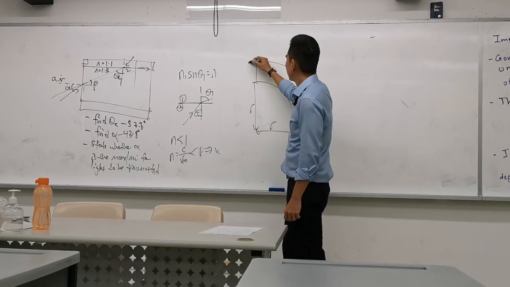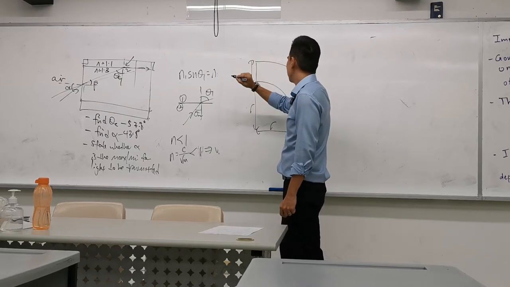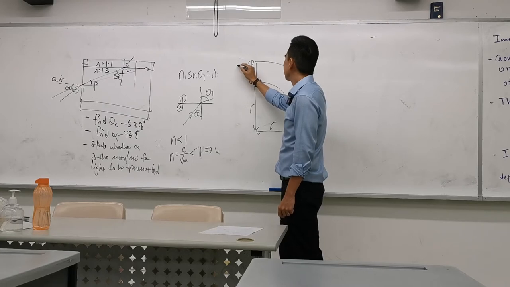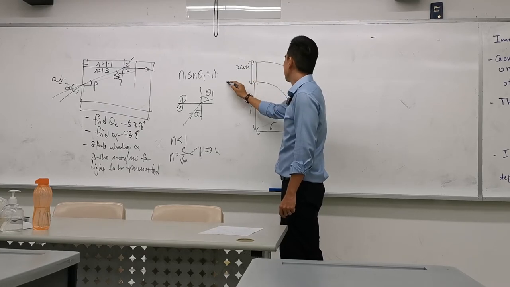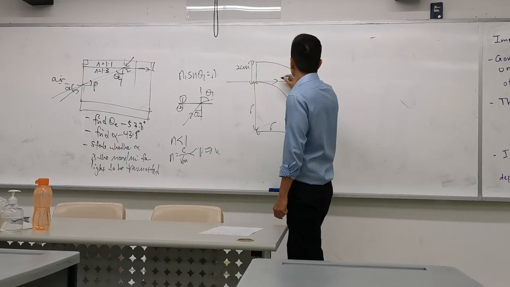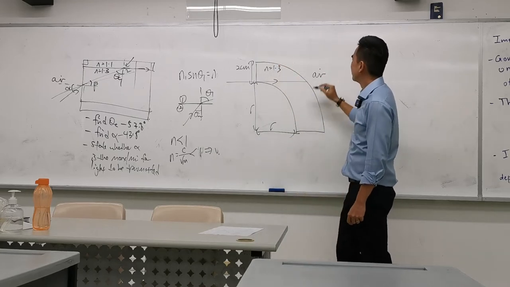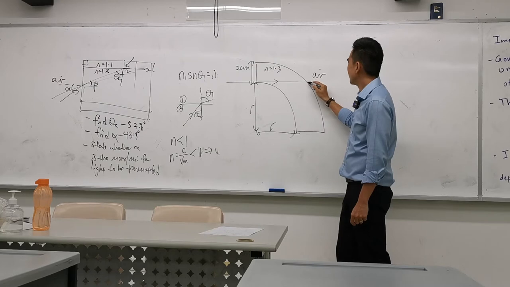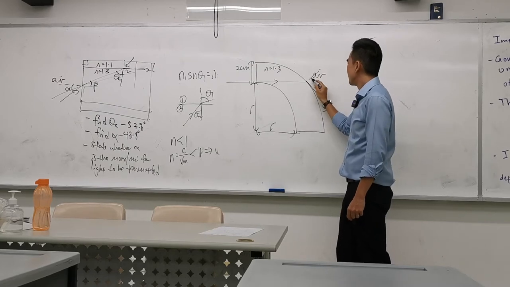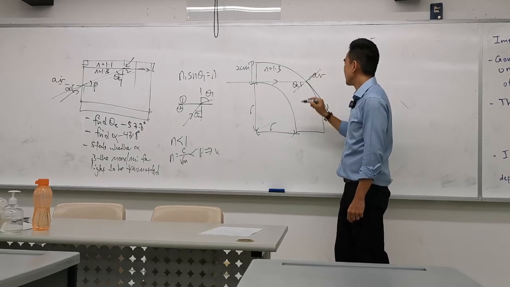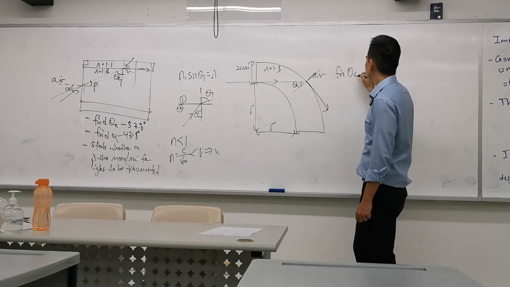This is the radius, and this is 2 centimeters. And the light ray hits here. This is n equals 1.3, and this is air. So if it goes this way, can you find the critical angle?